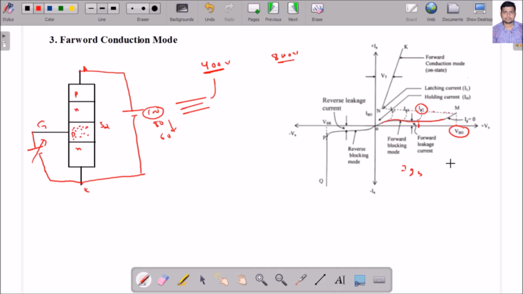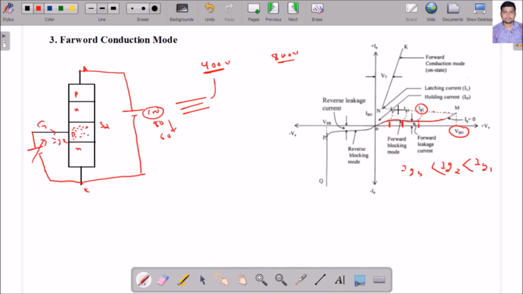Again if you are giving the gate signal, suppose IG2, if you are increasing the gate signal again, previously IG3, definitely the gate current will increase, and if you increase the gate current, the voltage requirement will be reduced. If you again increase the gate signal, the voltage requirement will be reduced, and suppose this current is known as IG1. So tell me which current is more here: this is IG3, this is IG2, this is IG1. Definitely this current is more.